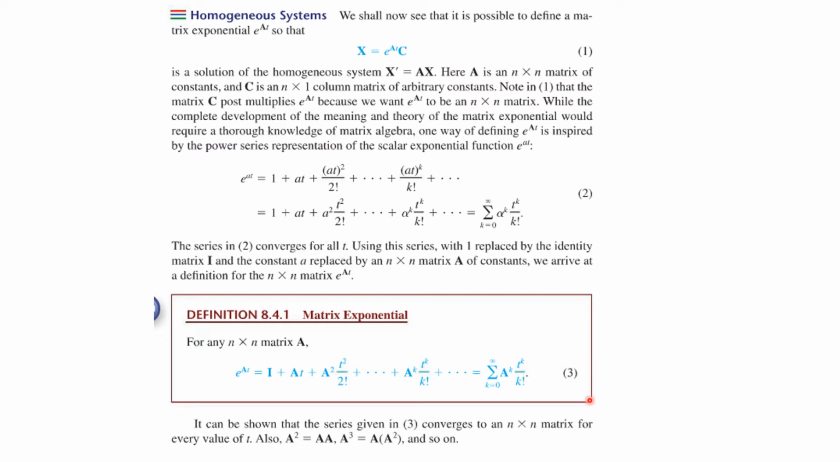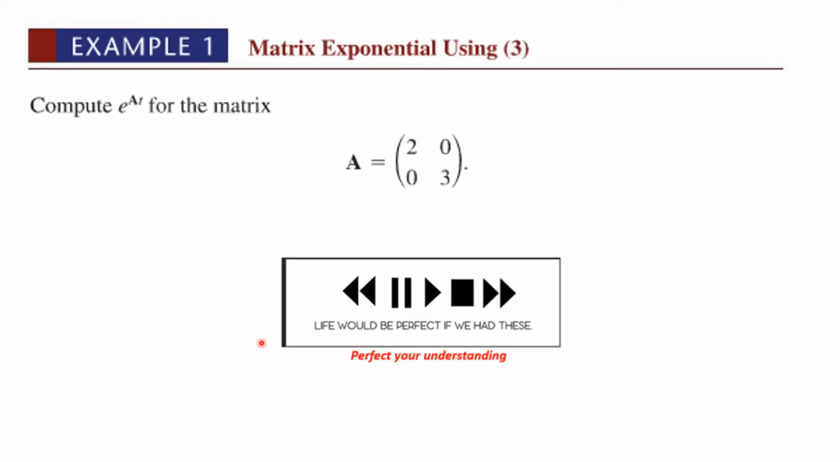And it can be shown that this converges to an n by n matrix for every value. What's really happening is those factorials grow really fast, and so that goes to 0. And when I multiply, A squared is going to be A times A, A cubed is going to be A times A squared, and so on. Okay, so here's an example. You want to compute e to the At for this matrix.